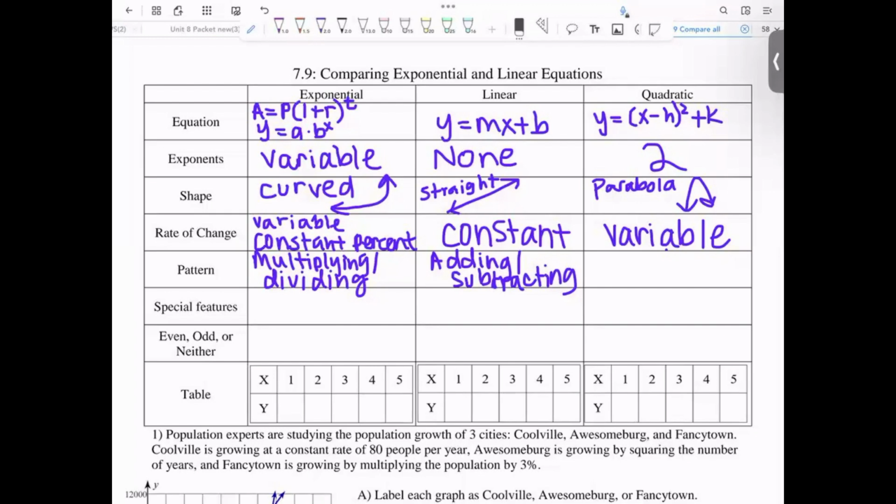So with quadratic equations, we want to look for repeating numbers. Sometimes you won't see exact repeating numbers, but in your table, you will see the numbers go from negative to positive and back to negative, or the other way around. We will see those numbers go up and back down, instead of with exponential and linear where they always go up or always go down. There is no turning point. So some special features, that would be one of our special features for quadratic. It has a vertex, which is our turning point, which none of the others have.